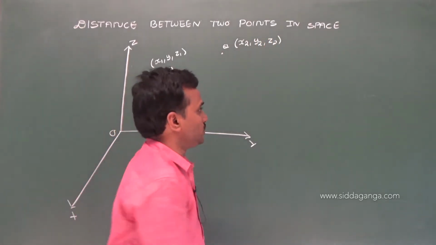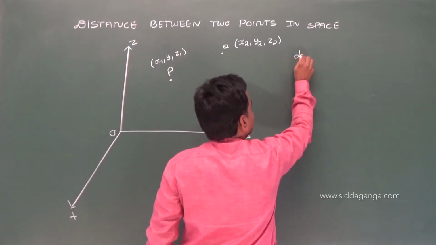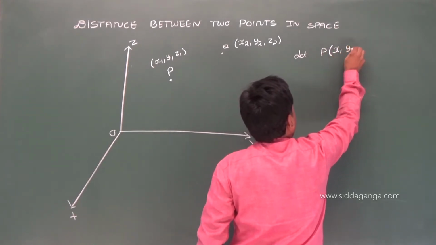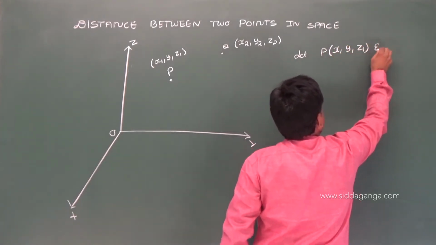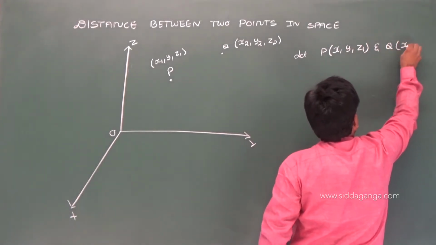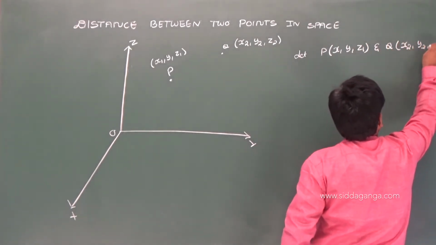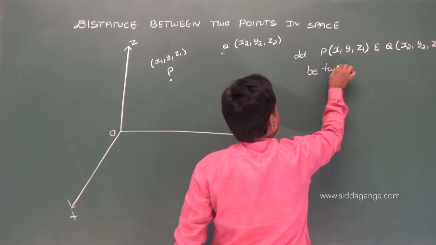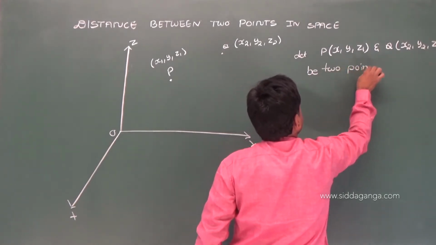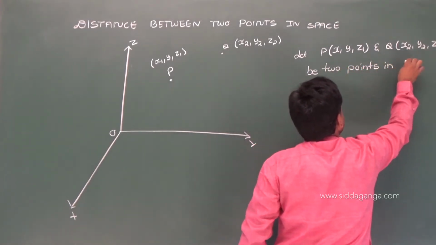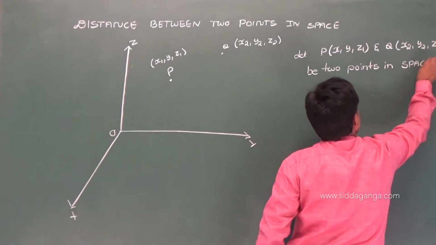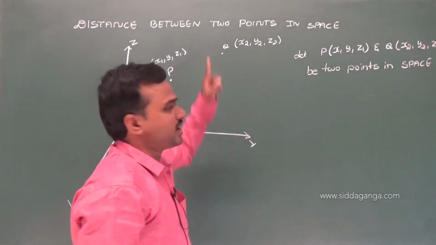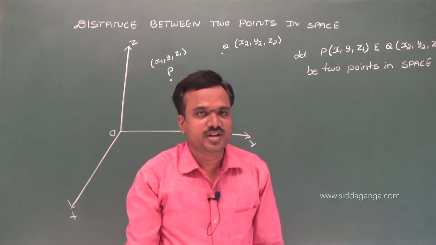So I write here: let P of x1, y1, z1 and Q of x2, y2, z2 be 2 points in space. Correct? I draw here. P and Q be 2 points in space.